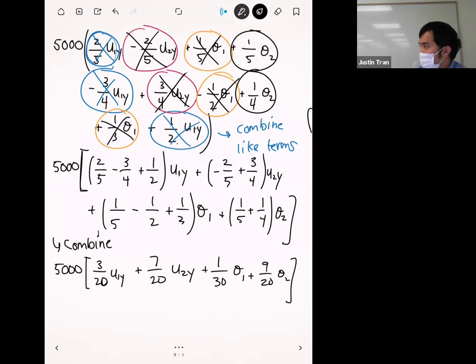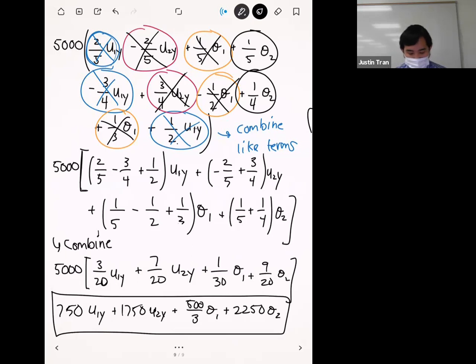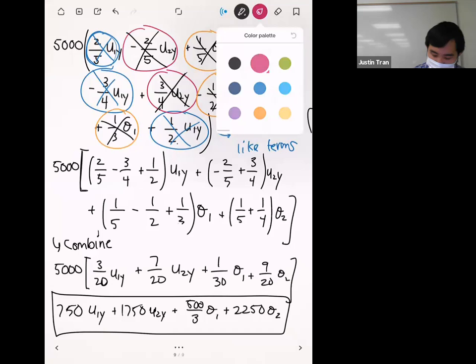And so finally, what we can do at this point is we can multiply by the 5,000. If we multiply by the 5,000, what we get is 750 U1y plus 1750 U2y, plus 500/3 theta 1 plus 2,250 theta 2.